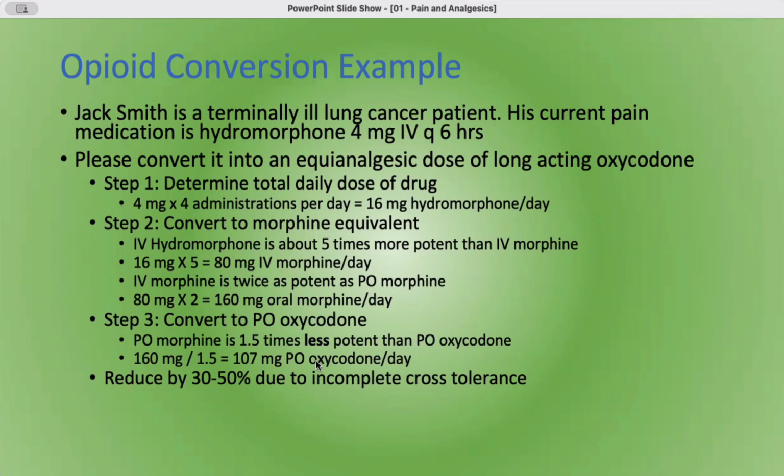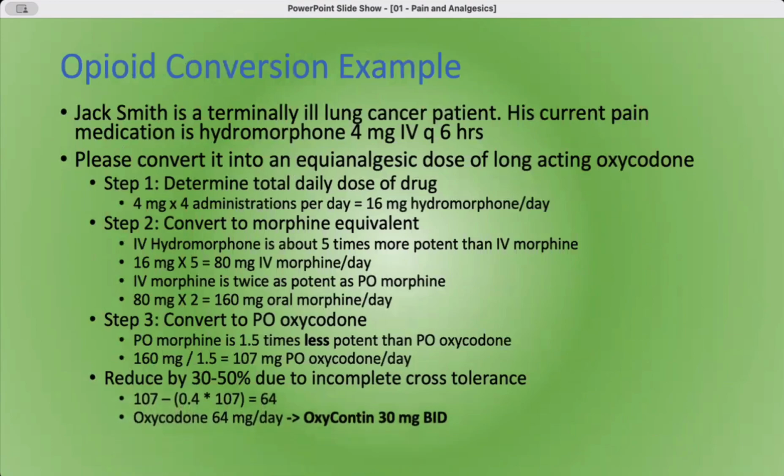And then we have to account for this fudge factor, 30 to 50% due to incomplete cross tolerance. I'm just taking the average 0.4, 40%, and that gets you down to 64. And then we need to do it in terms of a pharmaceutically available formulation. So instead of 64 a day, we round it to 60 a day, OxyContin, 30 milligrams BID. All right. That's kind of the quick and dirty.